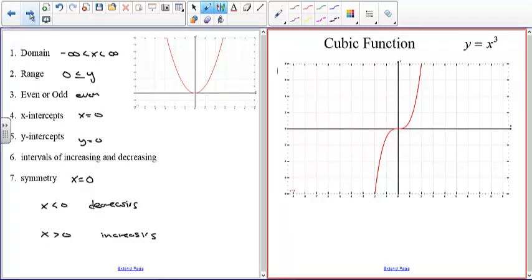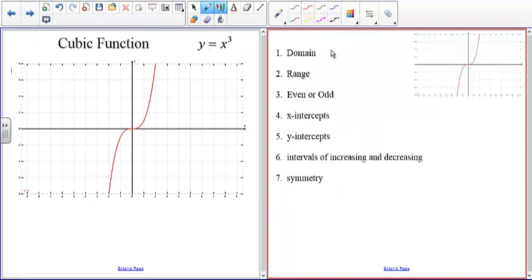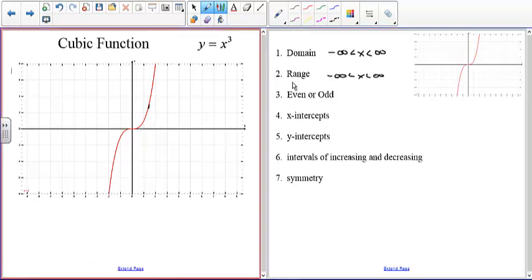Cubic function looks like that. y equals x cubed. Again, the domain is all real numbers. Polynomials typically have all real numbers as the domain. There are no values of x that don't work. The range is also from negative infinity to positive infinity, because this curve goes all the way down to negative infinity and then up to positive infinity.